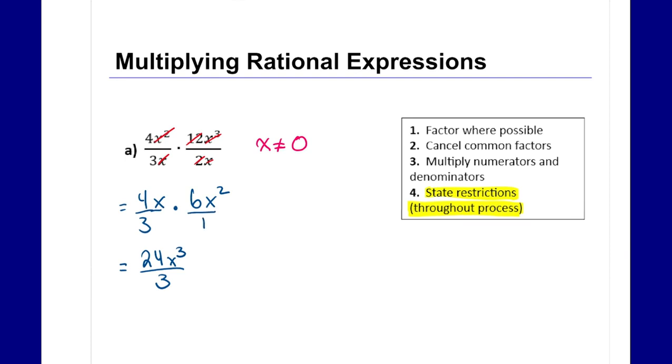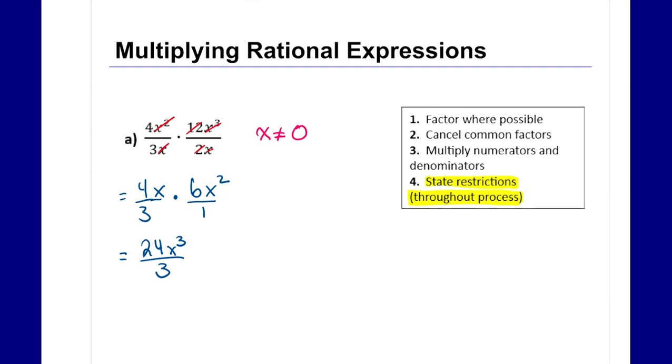Multiplying fractions, multiply numerators, multiply denominators. I can now cancel out 24 divided by 3, which gives me 8x cubed. There are no more denominators. There are no variables in my denominator, so my restriction is going to be x cannot equal 0. So my simplified expression is 8x cubed, and the restriction is x cannot equal 0. Again, this one's a little bit straightforward in terms of the restrictions. Multiplying and canceling out is also fairly straightforward.